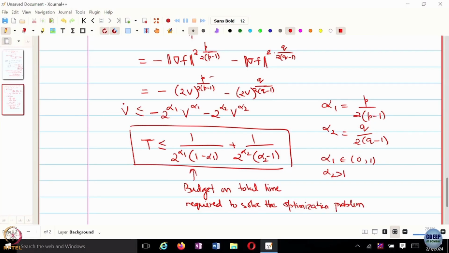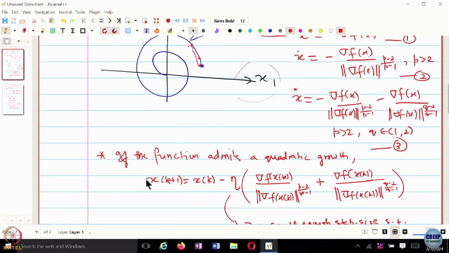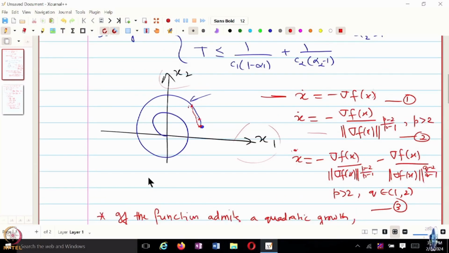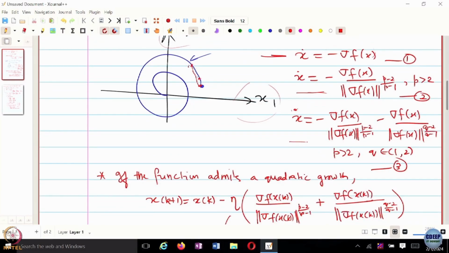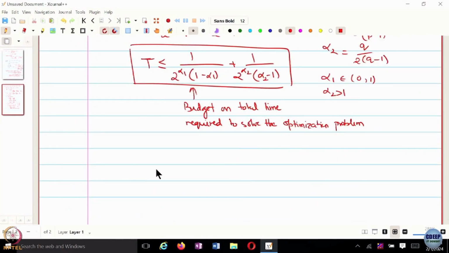For fixed time now, right. So once you have these two, that's the difference between finite and fixed, right. If you have a gradient flow like this, then it depends on the initial condition, but if you have a gradient flow like this, then you make it independent of the initial condition.